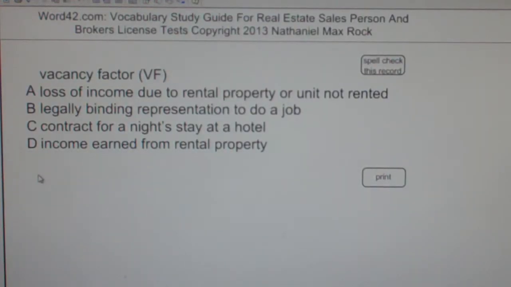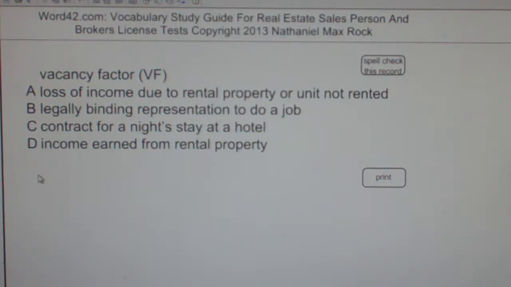Multiple choice question, vacancy factor. A. Loss of income due to rental property or unit not rented. B. Legally binding representation to do a job. C. Contract for a night stay in a hotel. D. Income earned from rental property.